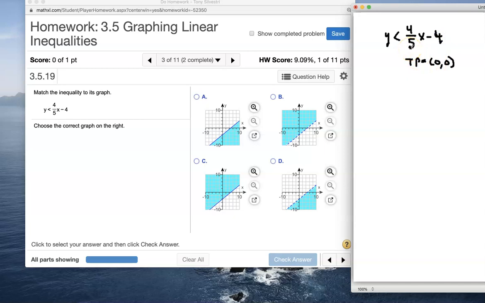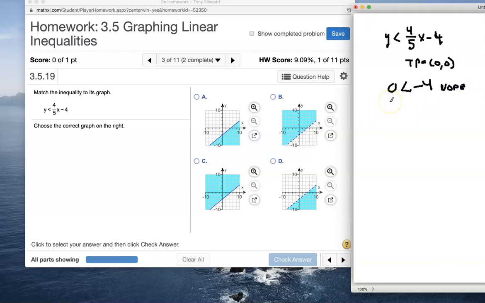And see if it comes out true. So if x is 0, okay, this entire expression is 0. 0 minus 4 is minus 4. Y is 0. Okay, is that true? Is 0 less than minus 4? Nope. Nope, not true.